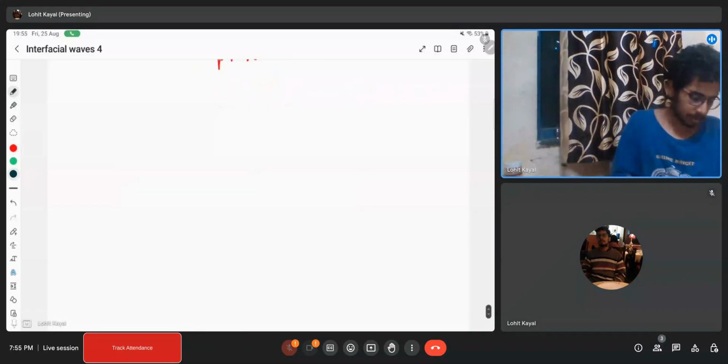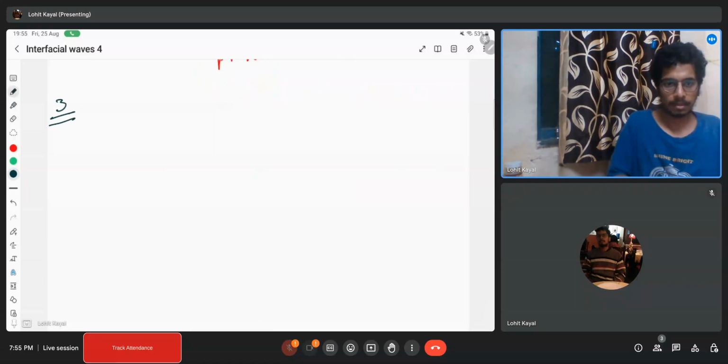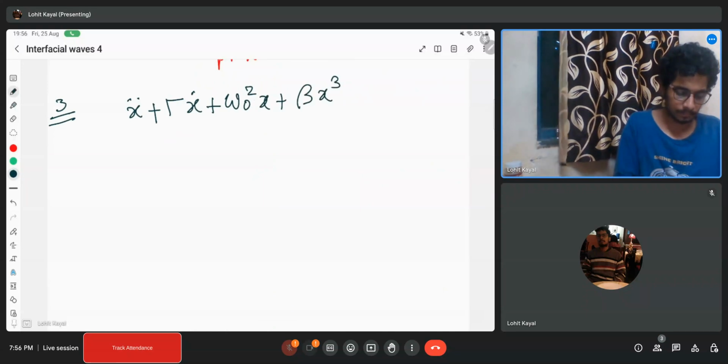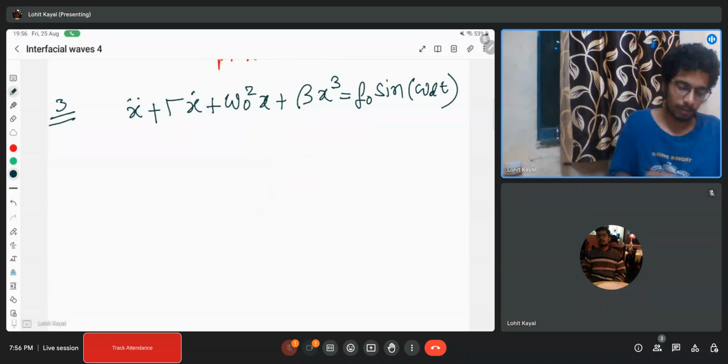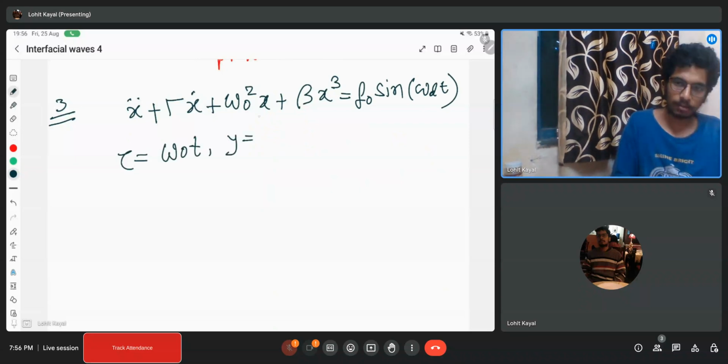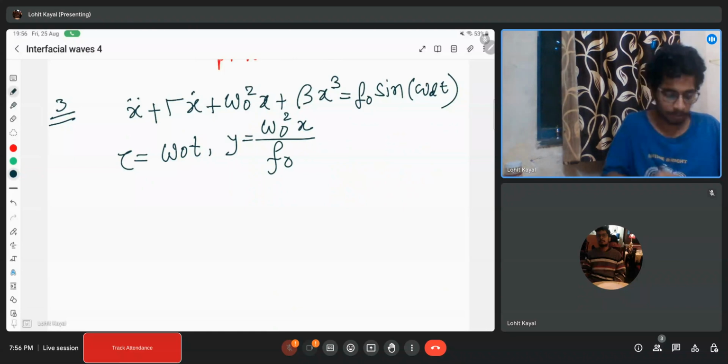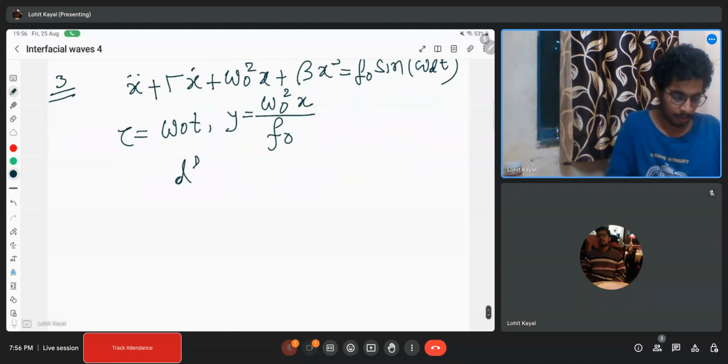So here in the third question, you are given a nonlinear problem. Here you are provided tau equal to omega 0 t and y equal to omega 0 square x by f0. Now here you need to find the expression for this equation.